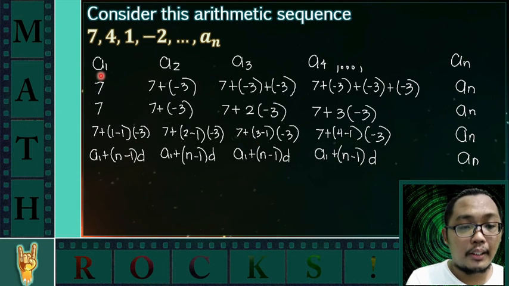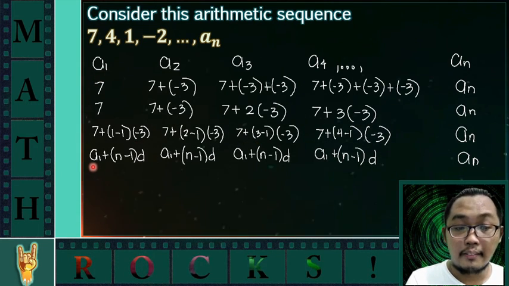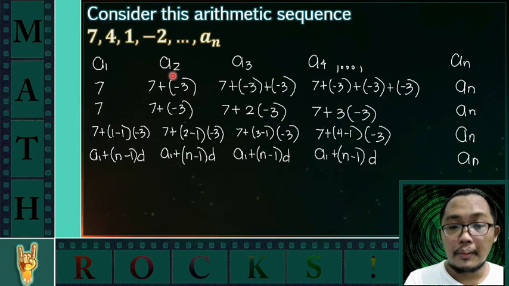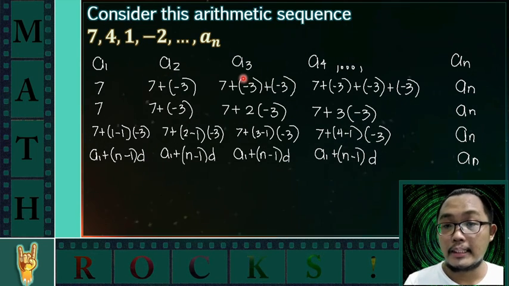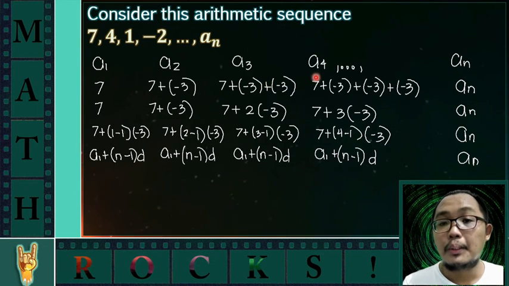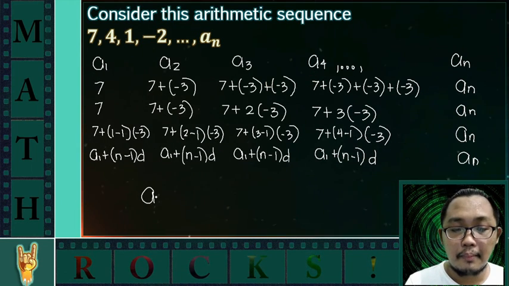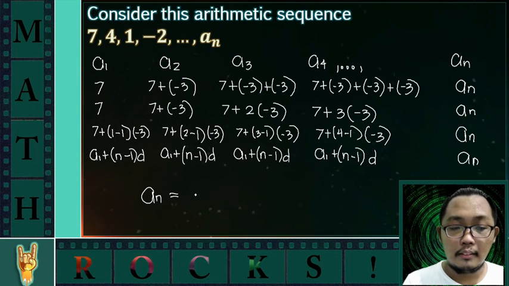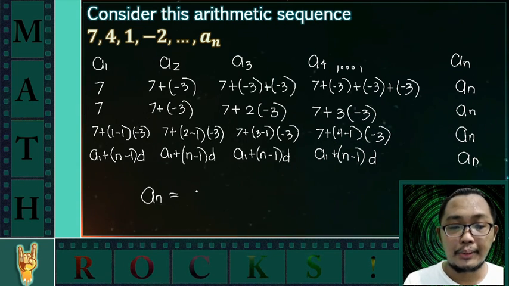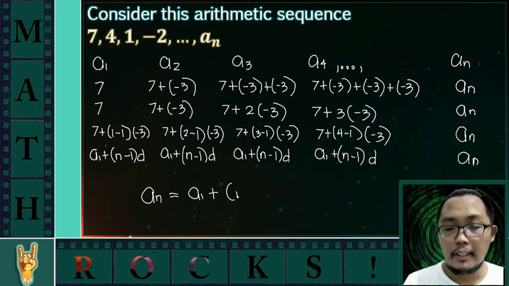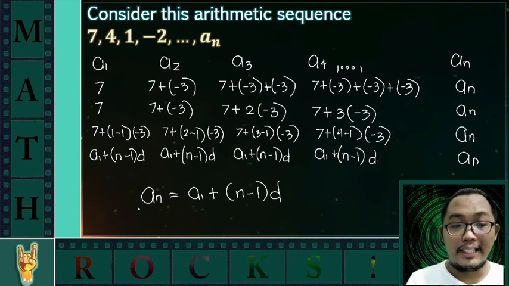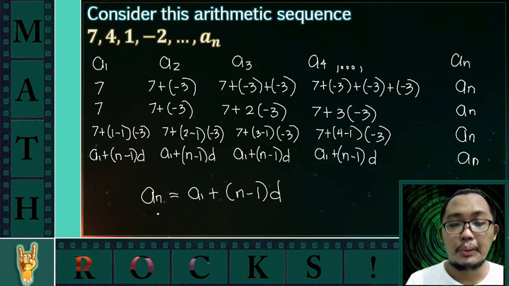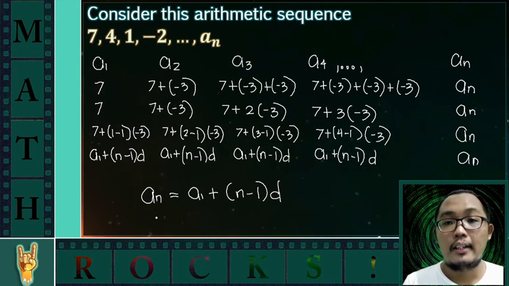So with that, your a sub 1 is given by this expression. Your a sub 2 is also given by this expression, and same goes for the a sub 3 and the a sub 4. So that means the a sub n will also be given by that same expression, a sub 1 plus the quantity of n minus 1 times d. And this will be our formula for the arithmetic sequence, which is also known as the nth term formula.